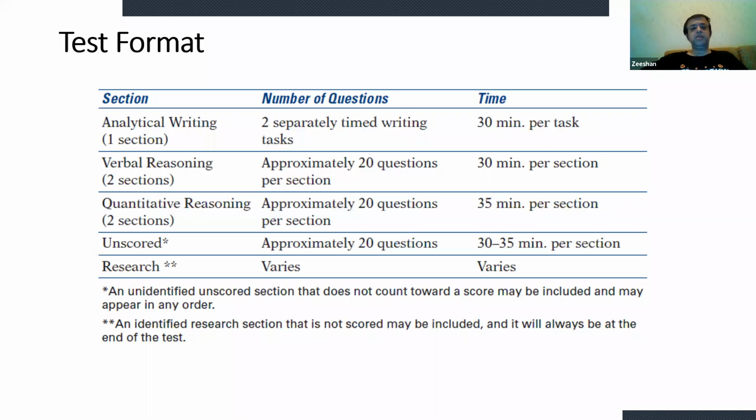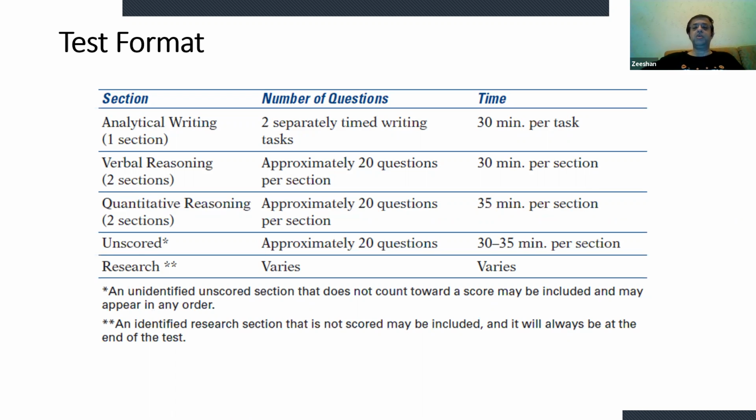So verbal reasoning is the English portion of the exam. Again, you'll be having 2 sections. For each section, you will have approximately 20 questions per section. And for each English section, you will be having 30 minutes per section. So this means that you'll be having around 1 minute and a few seconds for each question. Then we have the quantitative reasoning section. So this is the mathematical portion of the exam. Again, you will be having 2 sections of the quantitative reasoning, approximately 20 questions per section and 35 minutes per section.